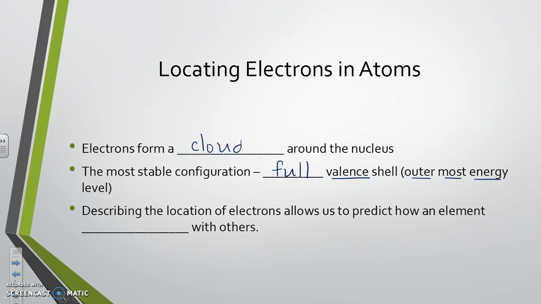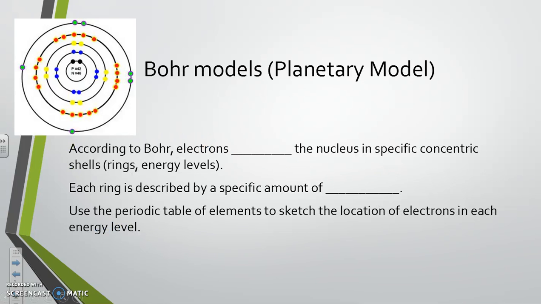And so how do we do these? Well, we can use the periodic table and we can describe the location of electrons, which allows us to predict how an element will behave with others. Just like we try to predict how you all behave with others, we can do that with electrons as well by locating their electrons.